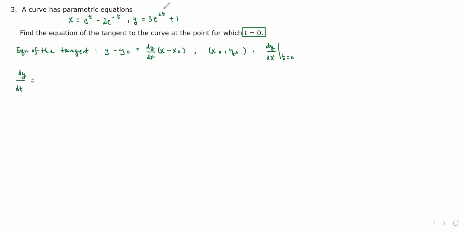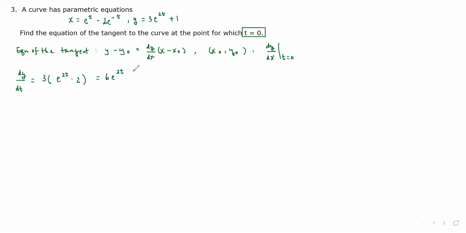y is given by 3e^(2t) plus 1. Then we differentiate this. The derivative of e^(2t) is e^(2t), and then you need to differentiate the inner function, which is 2t, and that gives us a 2. 1 is a constant, you get a 0. And dy/dt is 6e^(2t).